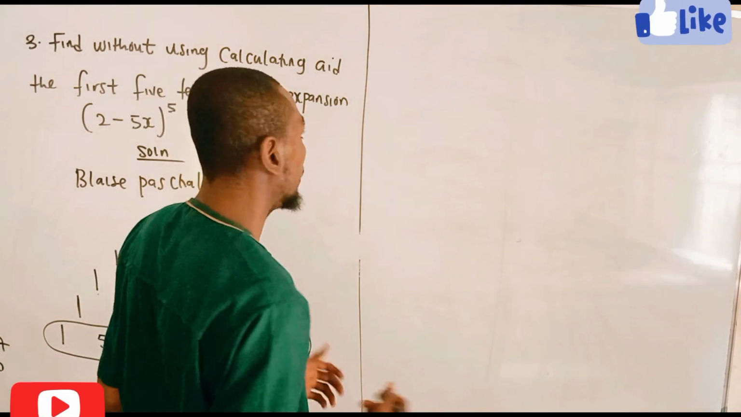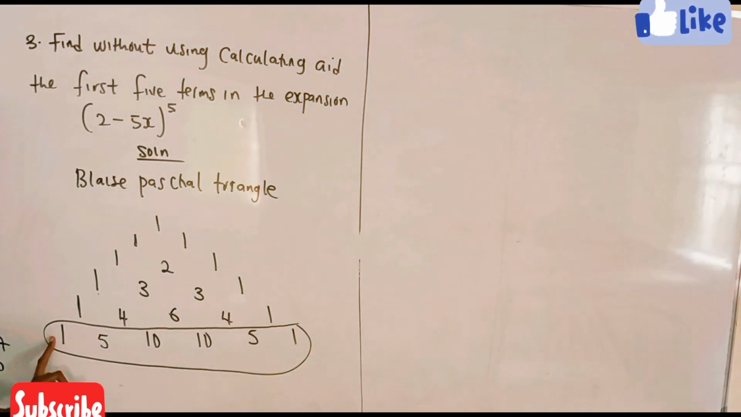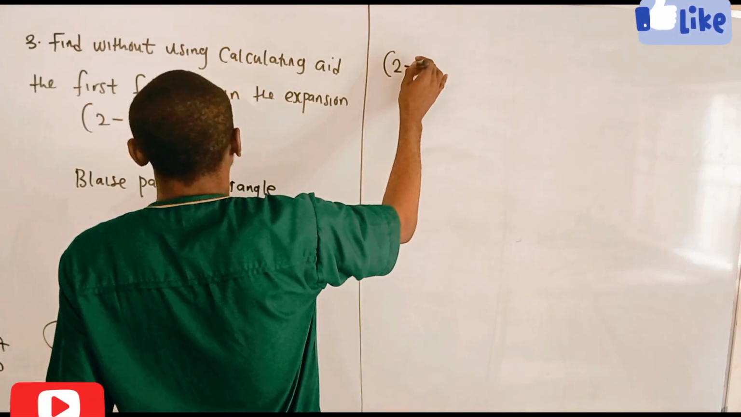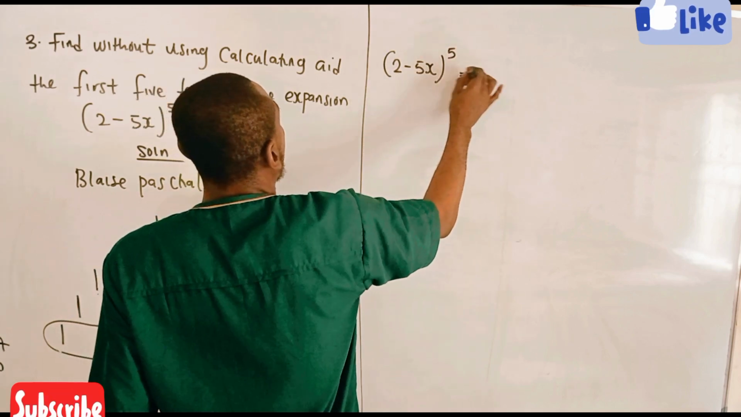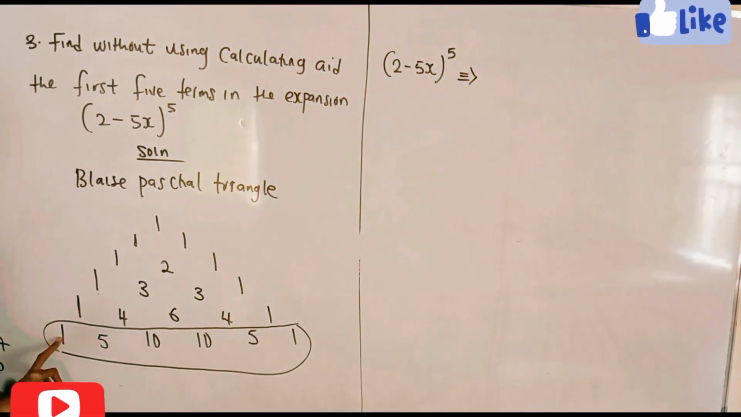You can even exhaust it. So now, we have the first coefficient. The first coefficient here is 1. Meanwhile, our question says (2 minus 5x) all raised to the power 5. Of course, the expansion is going to be, the first coefficient is 1.